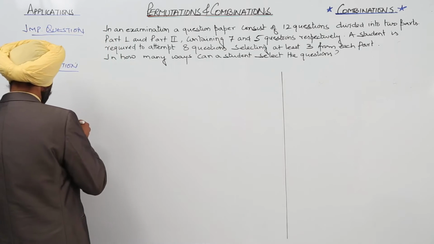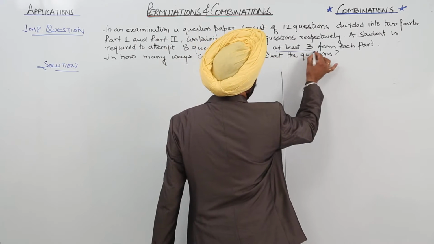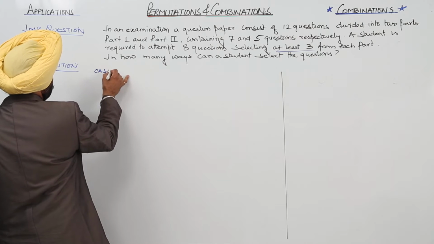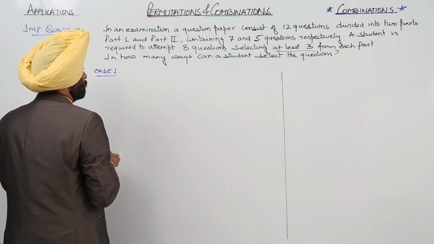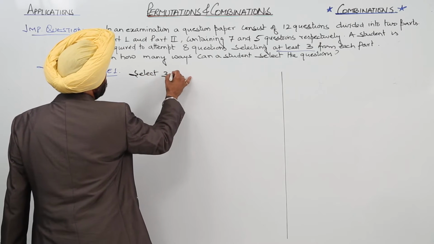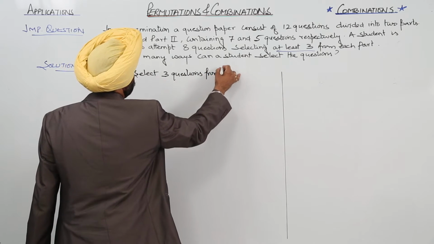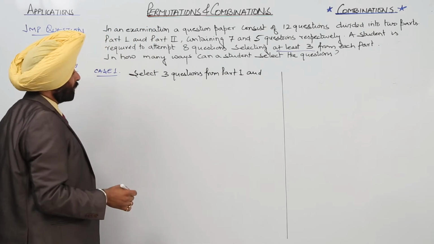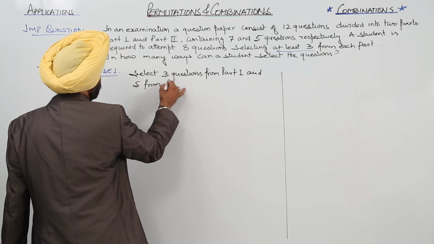So when it is written at least 3, how many cases will we have? Case 1. In case 1 we select 3 questions from part 1, and since the total is 8, we select 5 from part 2.